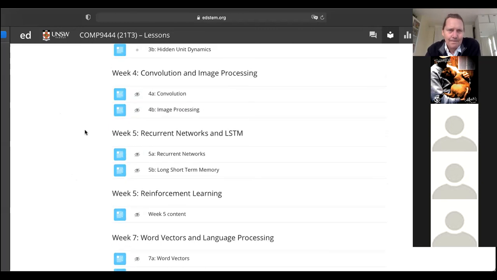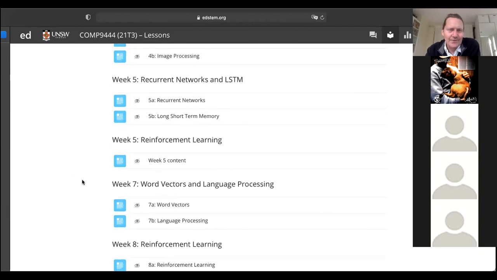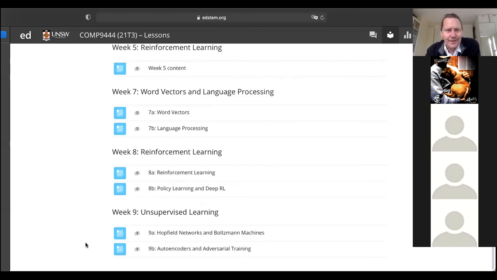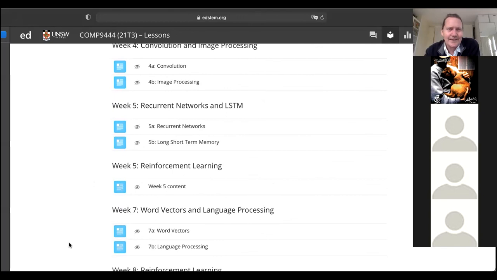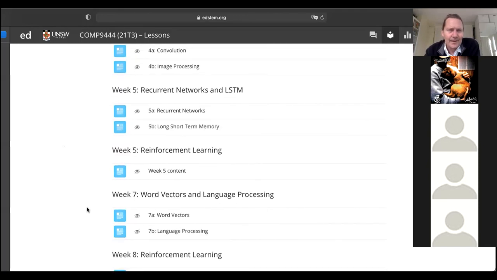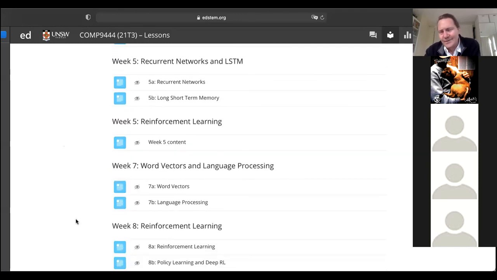So week 4, we focus on image processing. Weeks 5 to 7, we focus on sequence and language processing, then reinforcement learning, and finally, unsupervised learning and image generation. So this is a lot of the kind of thing that neural networks are being used for: image processing, language processing, reinforcement learning, and image and text generation. Those are probably the main applications, but then there's quite a few others, I guess.